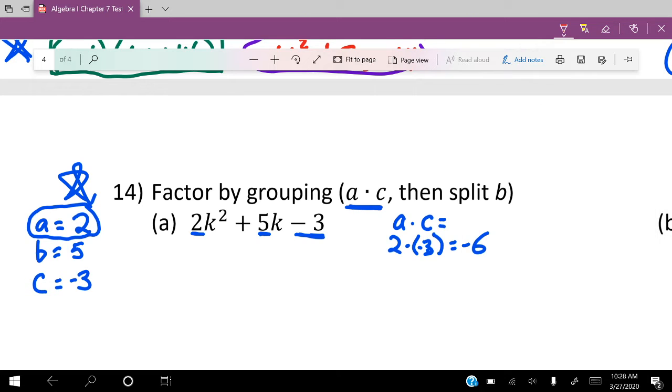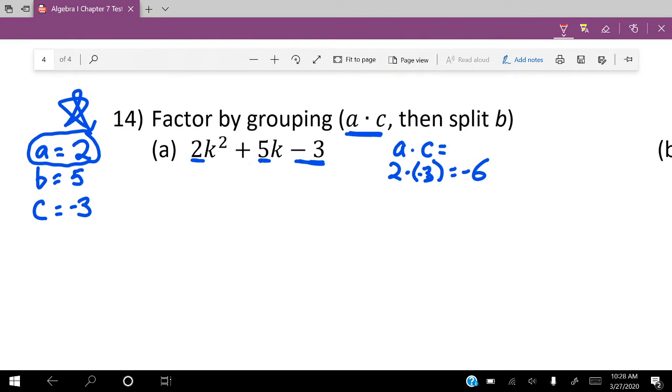It's a negative, so it's going to be a little more tricky, but we're going to take it slow. So we're going to say, all right, negative 6 has factors 1 times negative 6, negative 1 times positive 6, 2 times negative 3, and negative 3 times positive 2. Oh, I'm sorry. That last one got away from me. It should be negative 2 times positive 3.